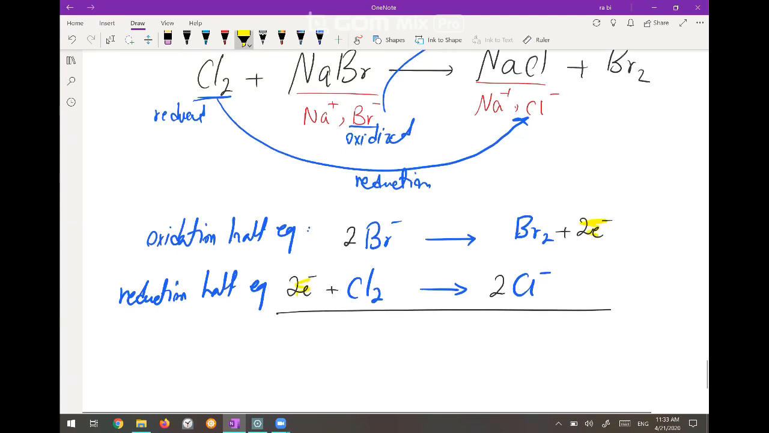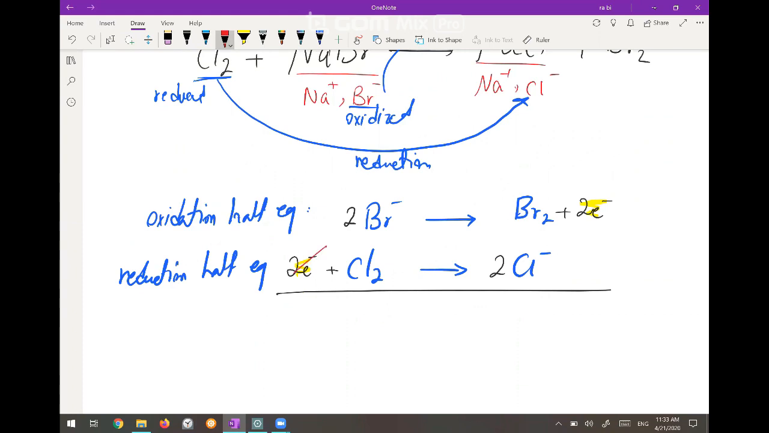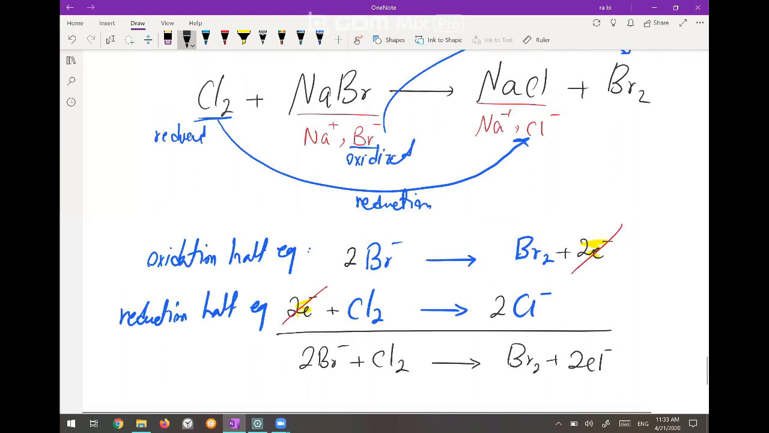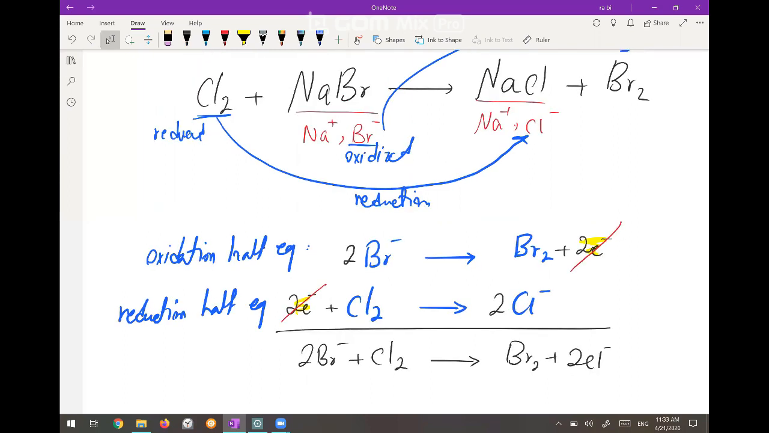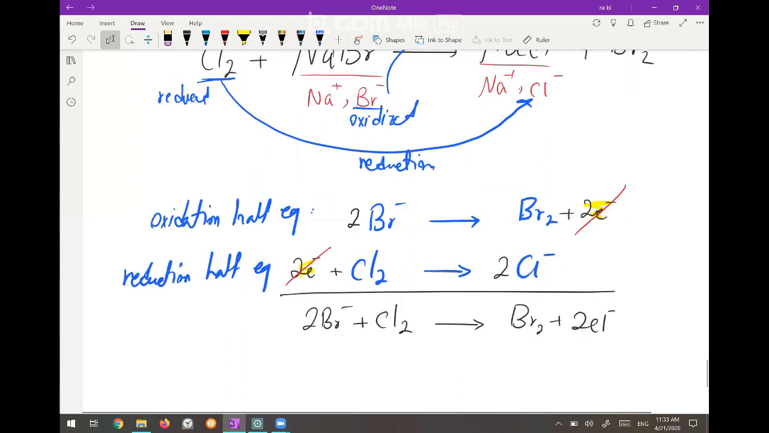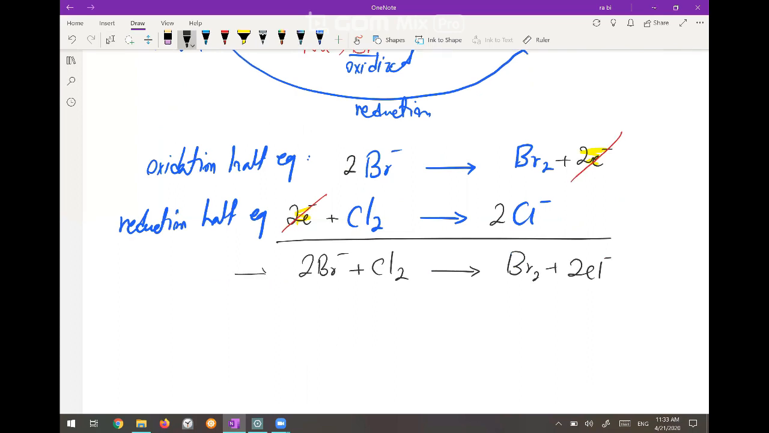I can add these two equations to get the redox equation. So the redox equation would be 2Br minus plus Cl2 gives you Br2 plus 2Cl minus. So we identified in these reactions which species is reduced and which one is oxidized, and we wrote the oxidation and reduction half equations, and finally we wrote the redox equation.